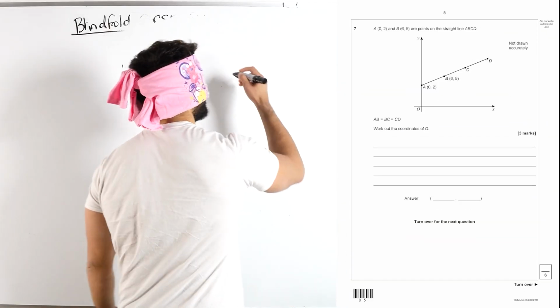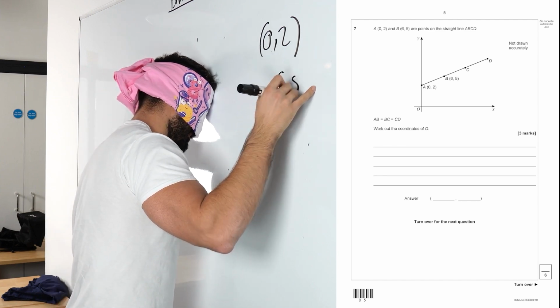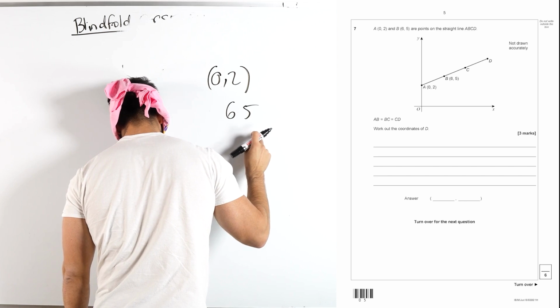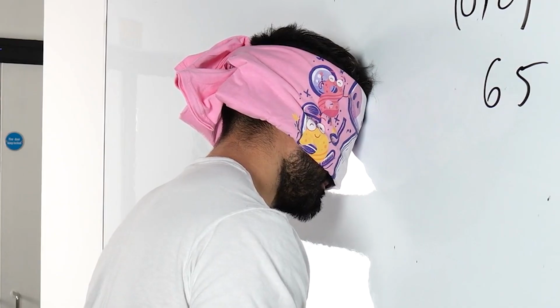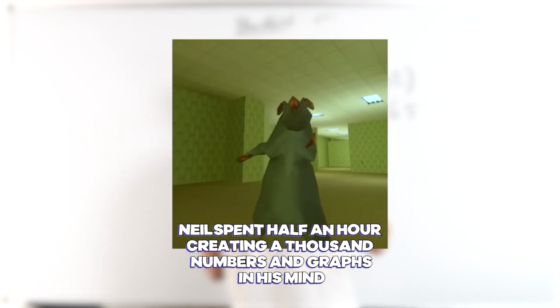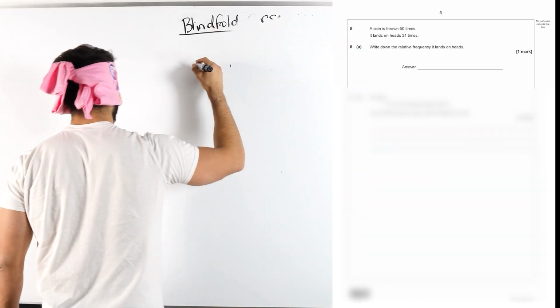A has coordinates 0, 2, and B has coordinates 6, 5, and they're points on a straight line A, B, C, and D. AB equals BC equals CD. Sure.